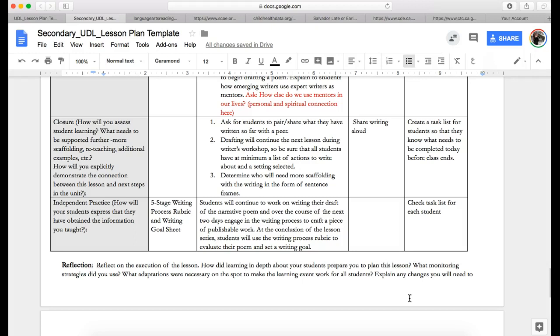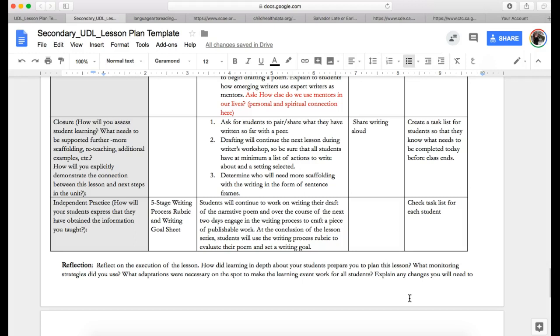Maybe the next day you might have small writing groups where you're doing some more direct instruction with students who struggled with the process. What is important is that students need to know exactly what they need to complete by the end of the day. So we recommend that you create a task list for those students. For instance, for this particular day, they need to be sure that they've identified a setting, a time of day that they're going to write about, and that they have a list of actions that occur during that particular day. This will ensure that when they come in the next day for the next lesson, they'll be able to sit down and start the drafting process.